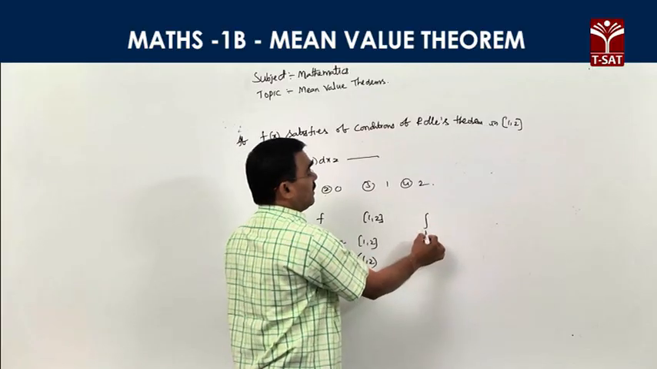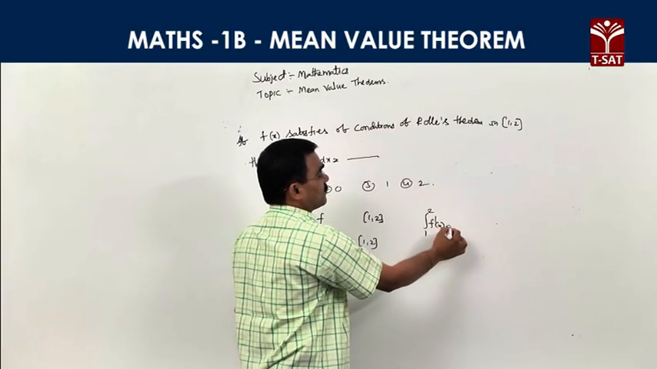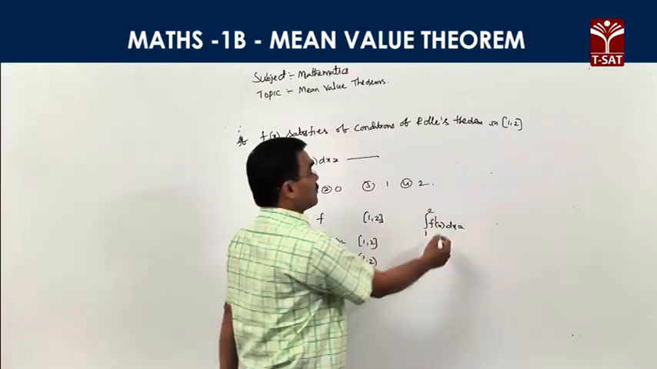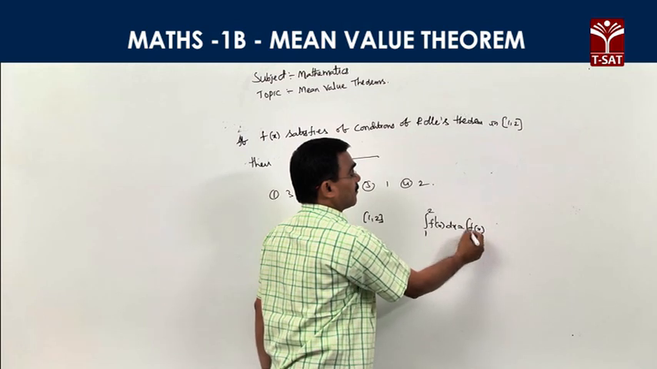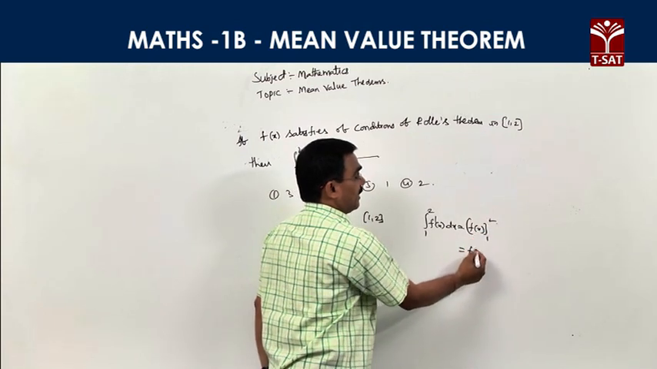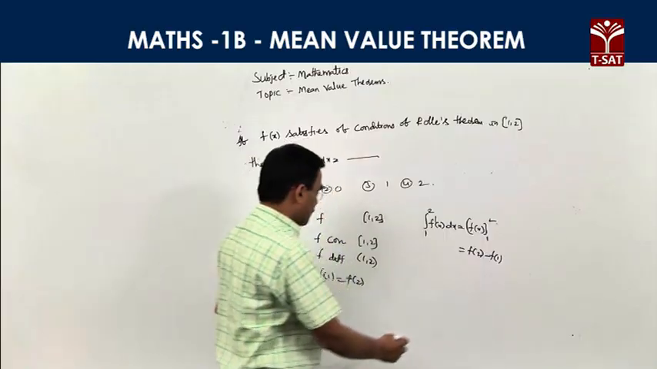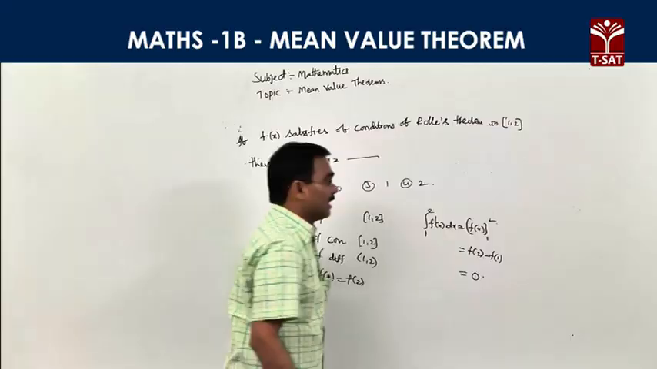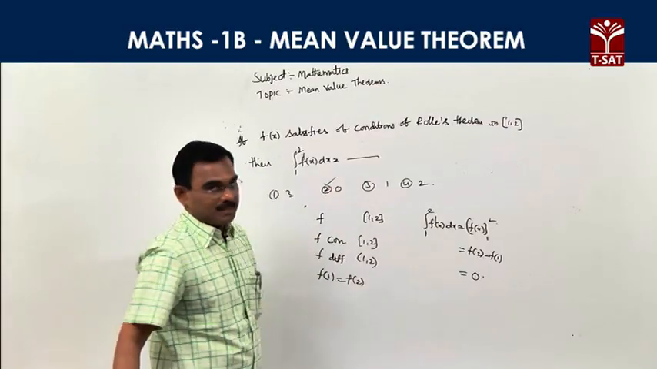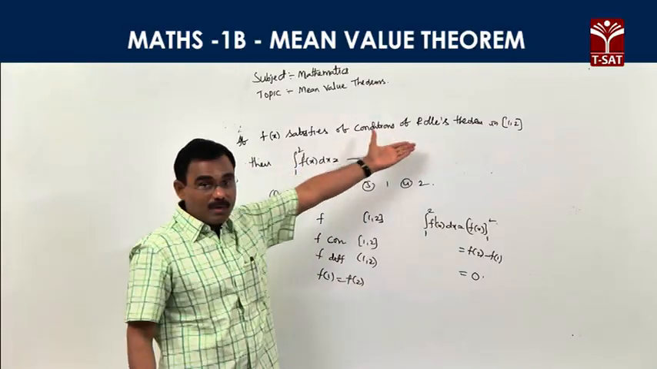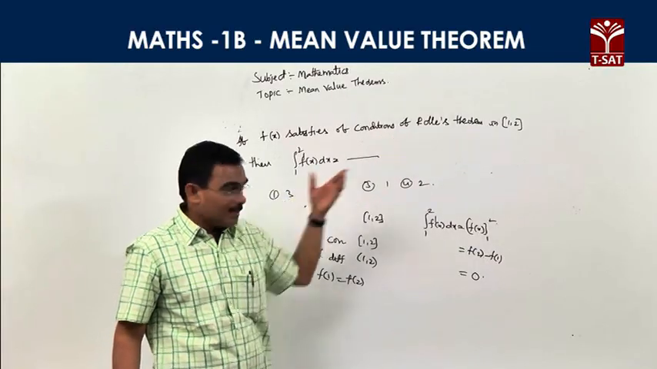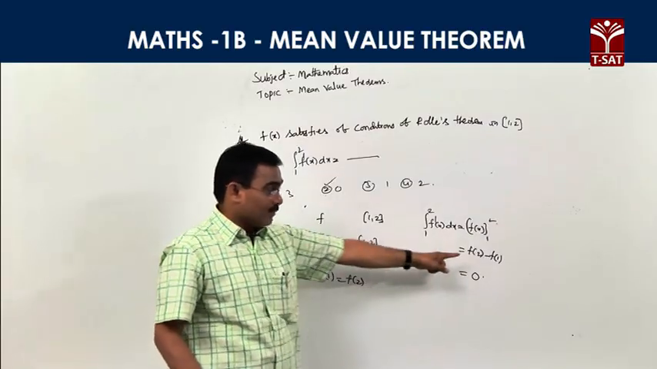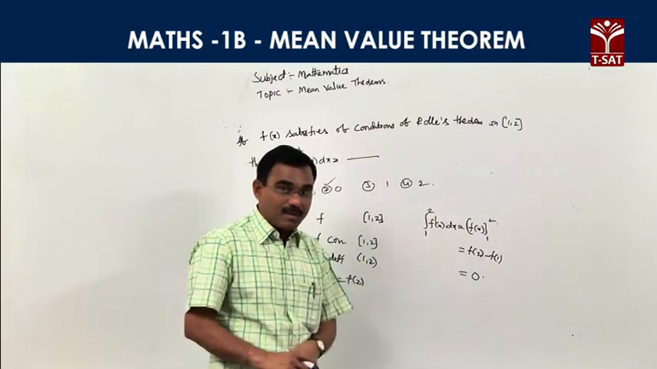What is asked is the integral from 1 to 2 of f'(x) dx. Integration and differentiation are inverse operators, so the value is f(x) evaluated from 1 to 2, that is f(2) minus f(1). But f(1) equals f(2), so the value is 0. 0 is the correct answer.